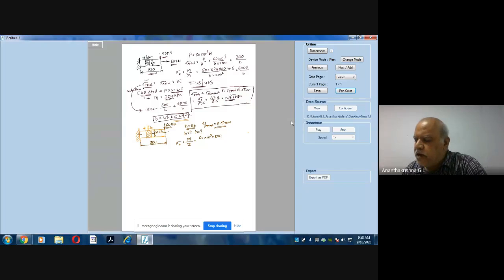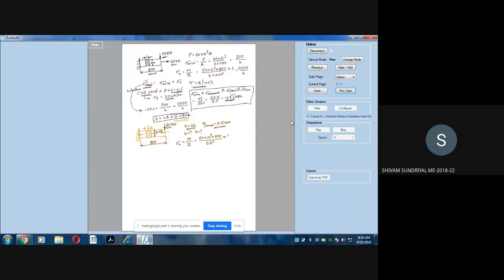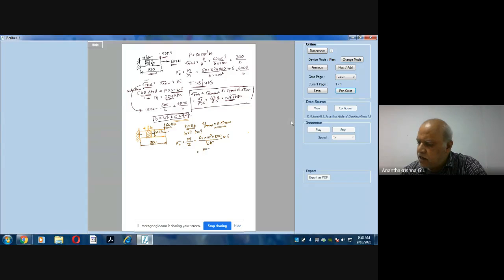That is the bending moment, divided by Z. For a rectangular cross section Z is given by b h square by 6. Correct? So this I can rewrite as 60 into 10 power 3 into 800 into 6 divided by, in place of h, I write 2b, so 2b square. So that becomes 60 into 10 power 3 into 800 into 6 divided by b cube into 4. Correct? So I can write sigma b to be this.